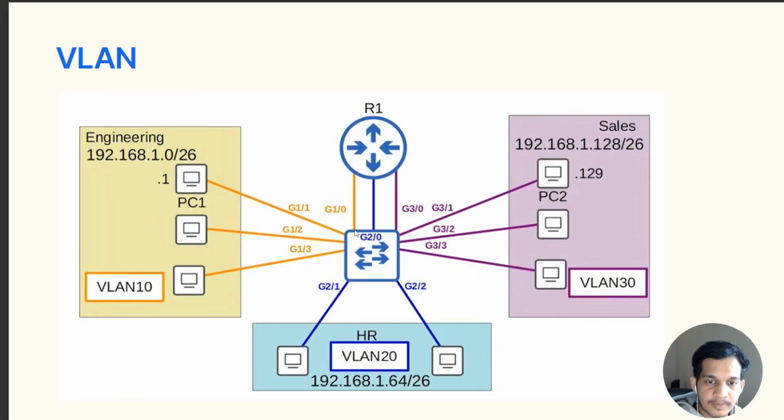So let's take the same topology as seen in part 1. Over here we have one switch, a router, and then 3 VLANs: VLAN 10, VLAN 20, VLAN 30. They are connected to the interfaces over here. So G10, G11, G12, G13 belong to VLAN 10, G20, G21, G22 belong to VLAN 20 of HR, and G30, G31, 32, 33 belong to VLAN 30.